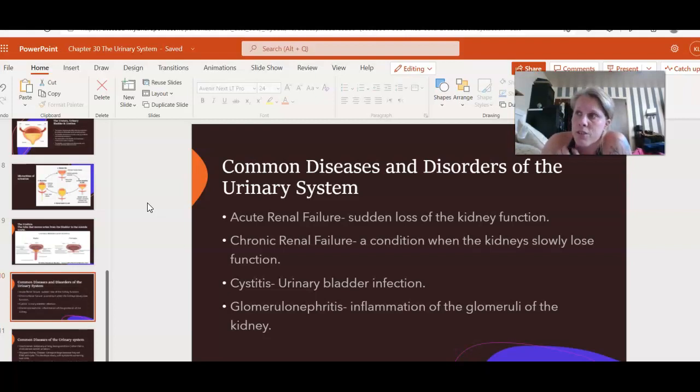Signs are hiccups, drowsiness, comas, seizures, high blood pressure, abnormal heart sounds, abnormal urinalysis, blood in the urine, or decrease and increase in urine output. Treatment would be to have a low sodium, low protein diet, medications to control the high blood pressure, corticosteroids to reduce inflammation, and then dialysis may be another form of treatment.